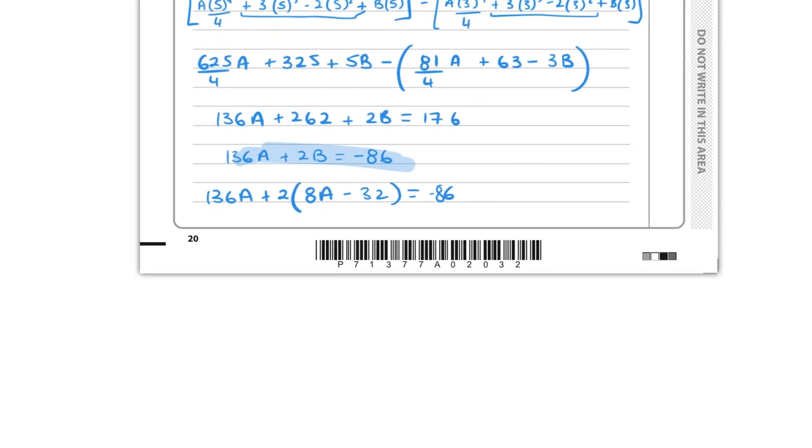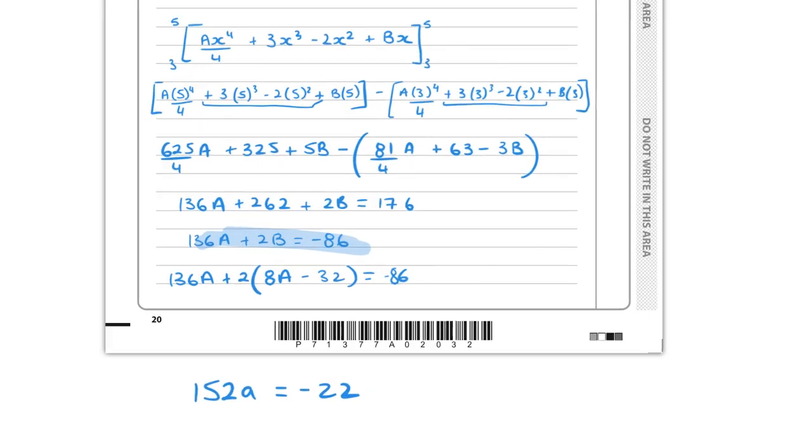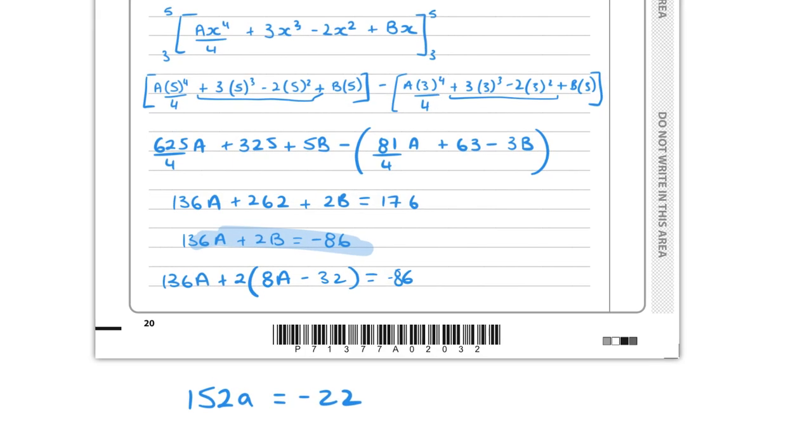So 136 plus 16 to get my a's, I get 152a equals minus 86 plus 64. Again, minus 22. God, I think I've gone wrong somewhere. 262. Yeah. I got 164. You got 164. Yes. This is one minus. I got 325 minus 63. Yeah, I got 200 minus.